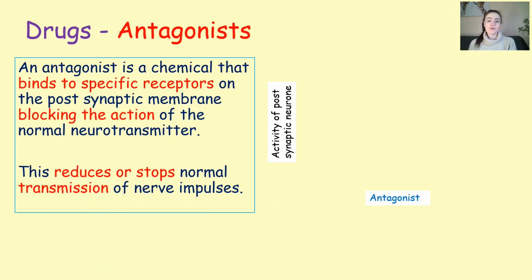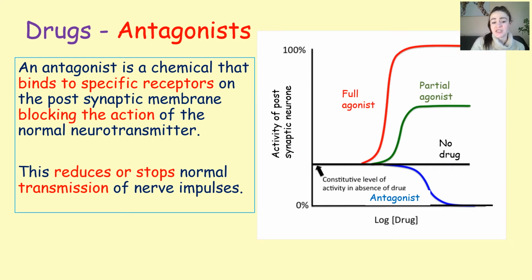So now we'll look at antagonists. So antagonists are the ones that work against the neurotransmitter. These work by binding onto the receptors on the postsynaptic neuron, and they actually block the action of the normal neurotransmitter. This will either reduce the transmission of nerve impulses or stop them altogether.